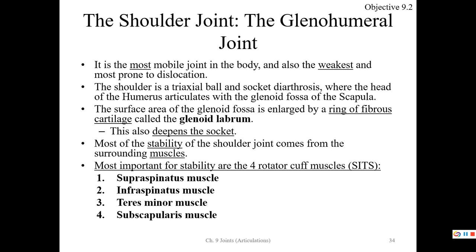Now, to make our glenoid fossa a little bit bigger, we increase the surface area by taking a ring of fibrous cartilage around the glenoid fossa called the glenoid labrum, and it deepens the socket. This glenoid labrum sometimes tears. We get a labral tear. Now, most of the stability here comes from the rotator cuff. The rotator cuff is the most important for stability.